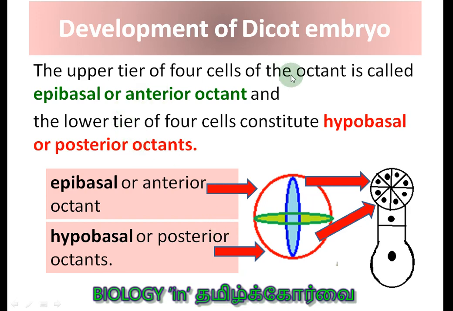The upper tier of 4 cells of the octant is called epibasal, or anterior octant. So these four are the anterior octant or epibasal cells, and the lower tier are the hypobasal or posterior octants. Of the 8 cells present in the terminal region, 4 are called epibasal or anterior octant, and the 4 below are the posterior octant or hypobasal octant.